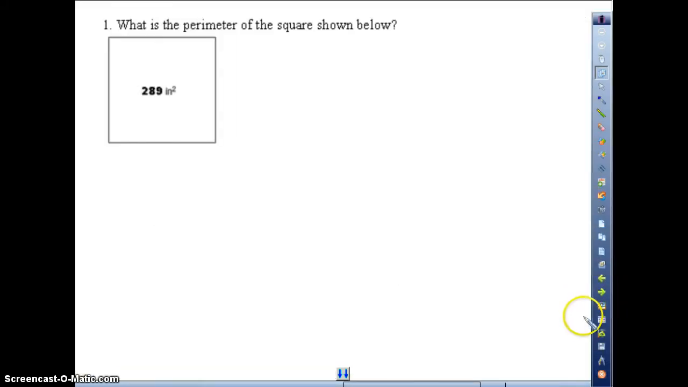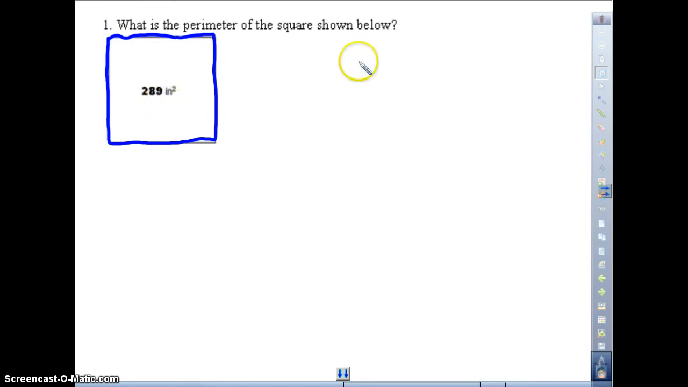Let's start with number 1. What is the perimeter of the square shown below? Guys, you're going to see a lot of them asking what's the perimeter, what's the distance all the way around on the STAR test, because it just adds one more step to what you're doing. Well, perimeter is this side plus this side plus this side plus this side. And since it's a square, these tick marks mean all the side lengths are congruent.